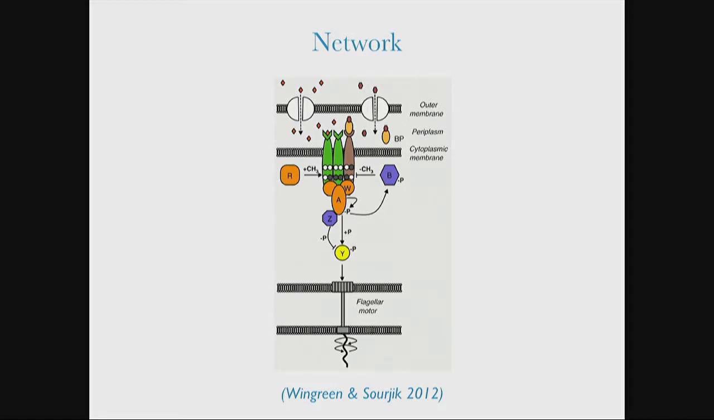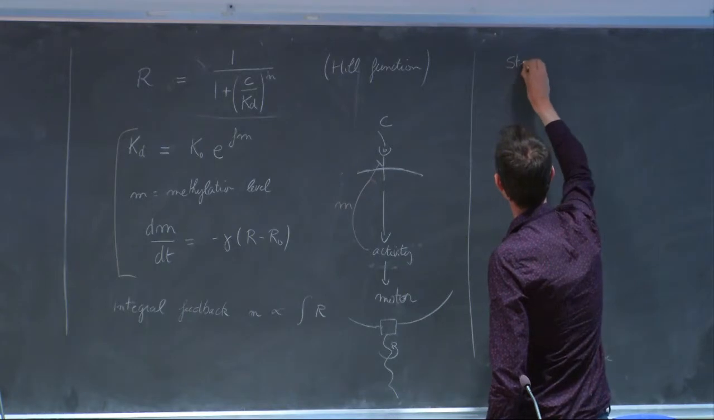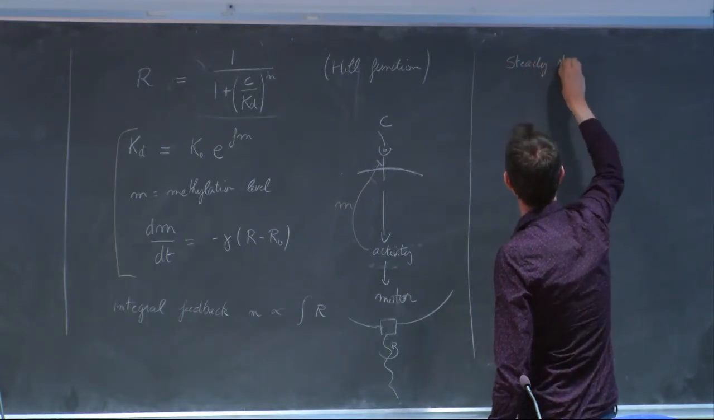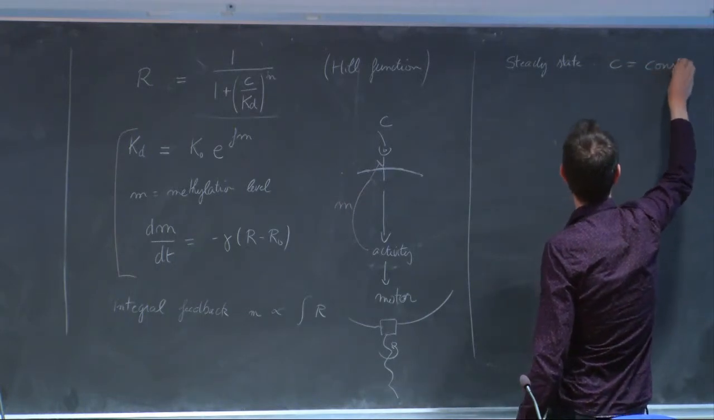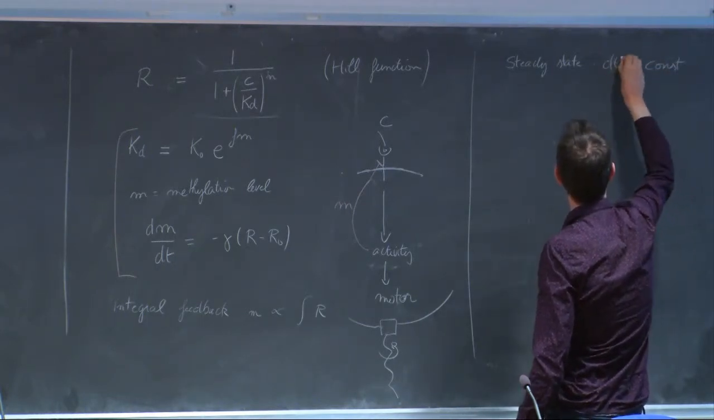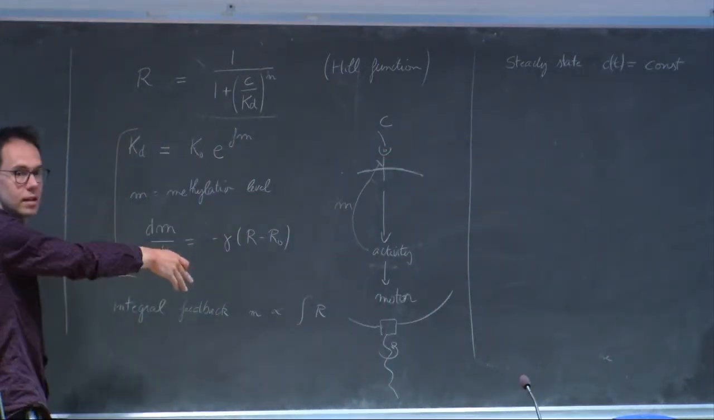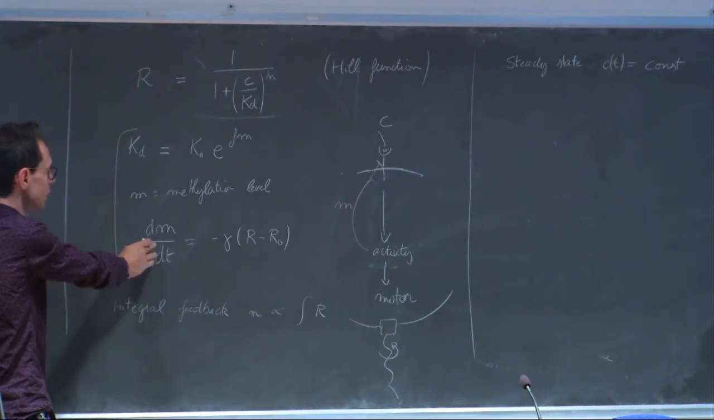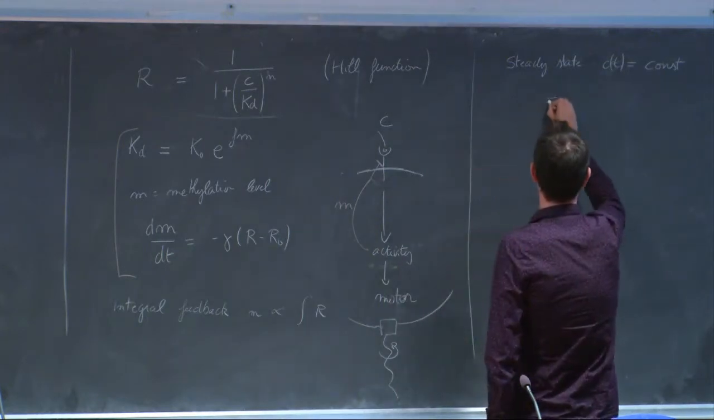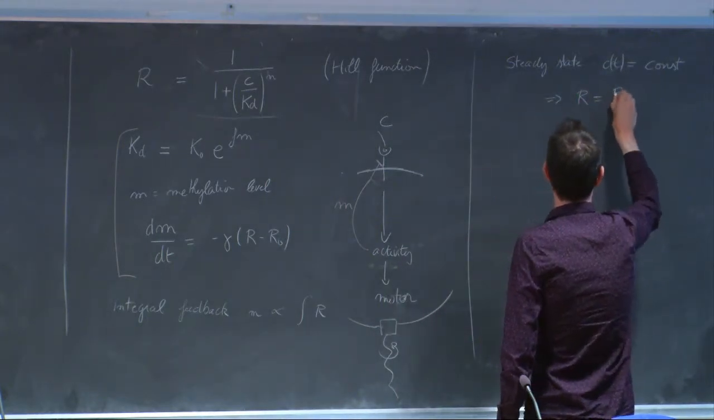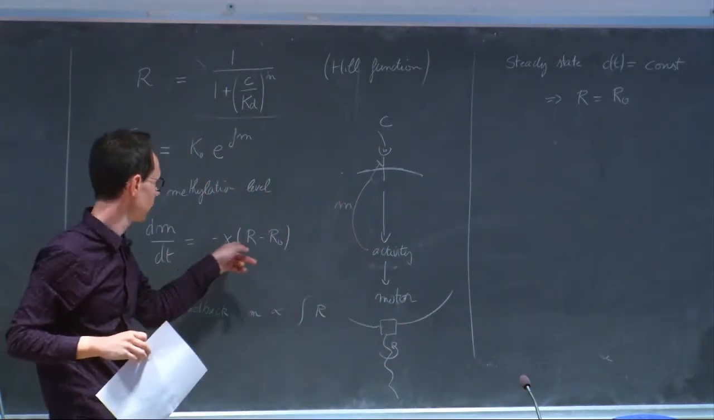But you see from this equation, if you want to solve this at steady state, so C equals constant, so you put your bacterium in at constant concentration, and then you look at these equations. Steady state means that this is zero. So steady state, constant response, just by virtue of this.